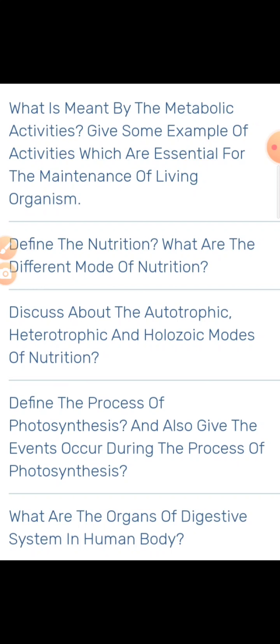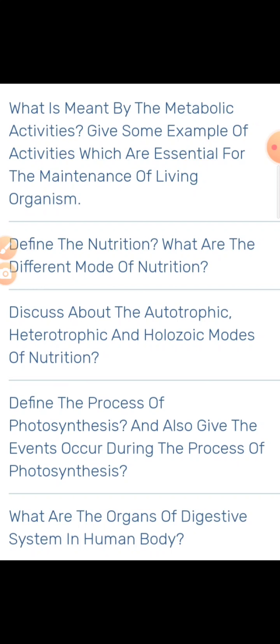Next question, define the process of photosynthesis and also give the events occurring during the process of photosynthesis. So you have to first define what do you mean by photosynthesis, what is happening during this process, and after that you have to give the events which are occurring. So what are the events? First you have to write about the absorption of light energy by chlorophyll. Next you have to write about the conversion of that light energy to chemical energy, as well as splitting of the water molecules into hydrogen and oxygen, and after that about the reduction of carbon dioxide to carbohydrate. So you have to write the events.